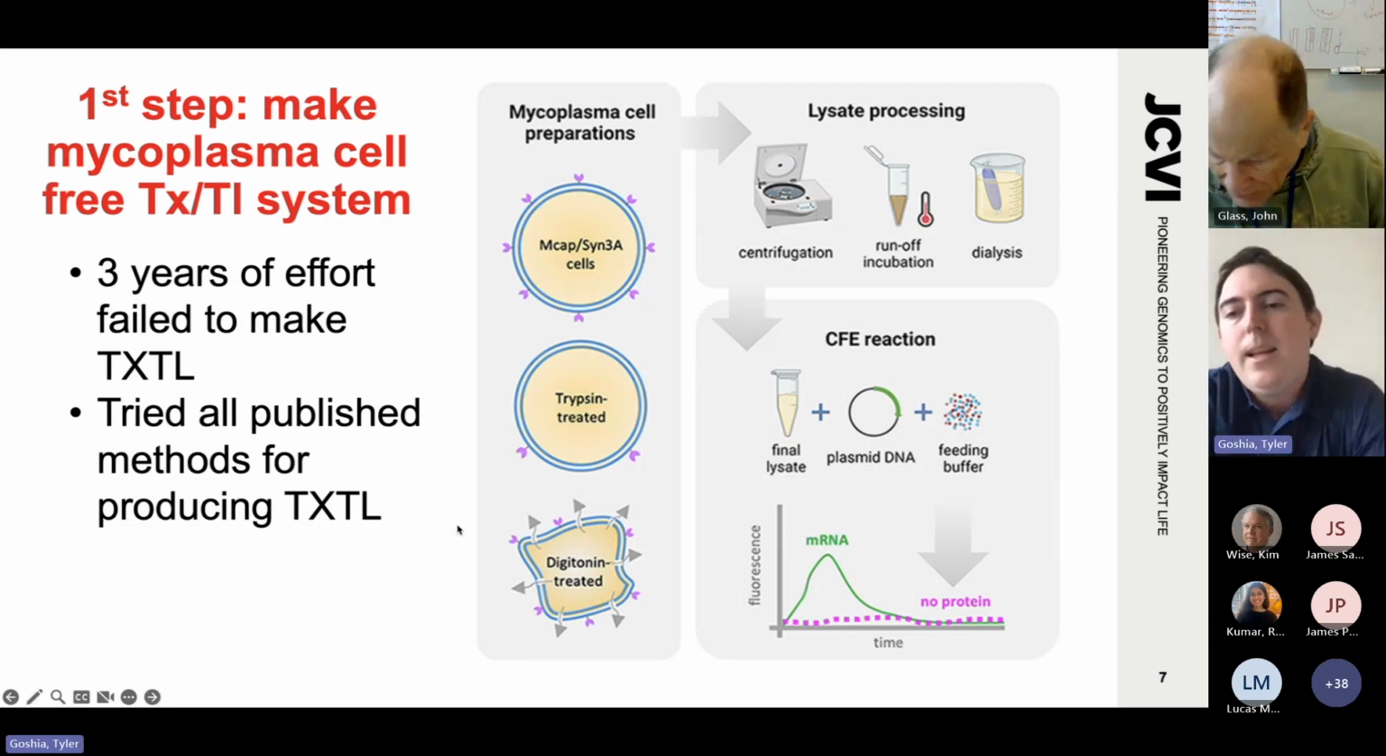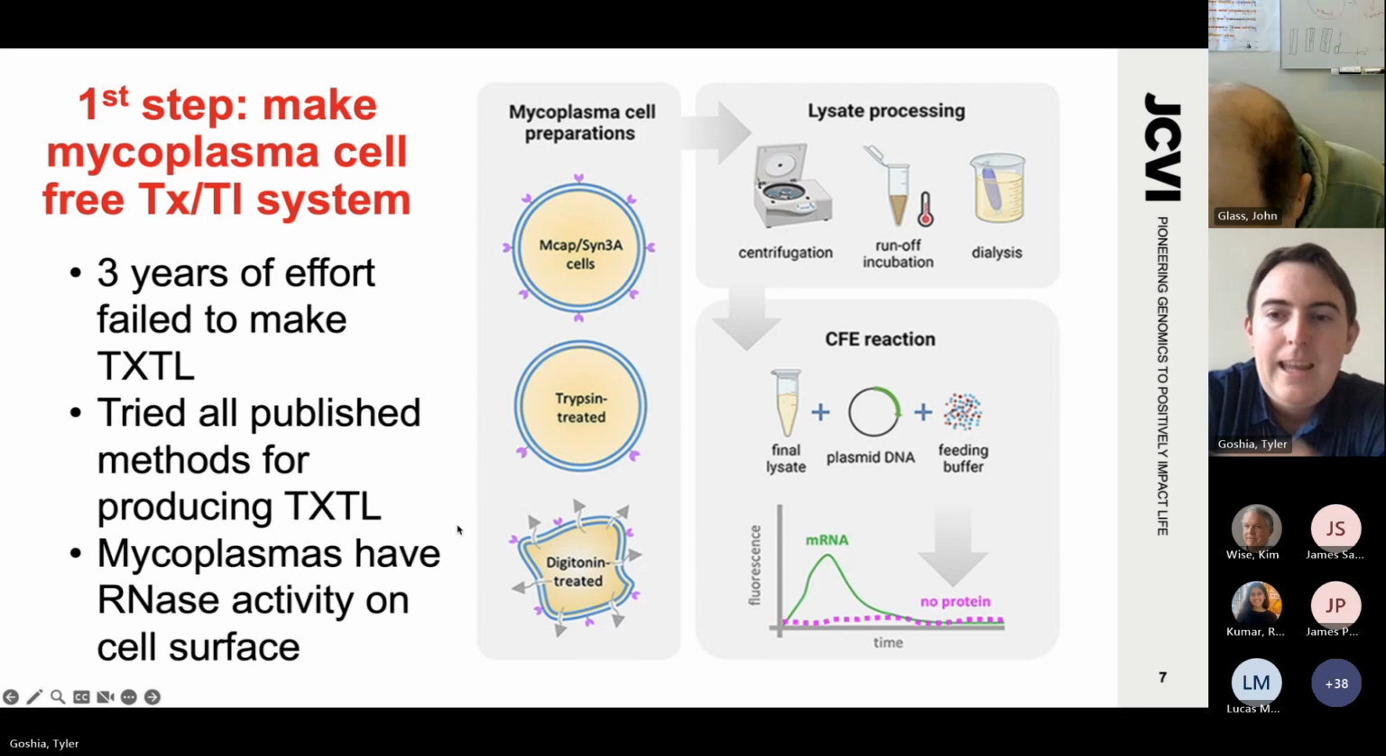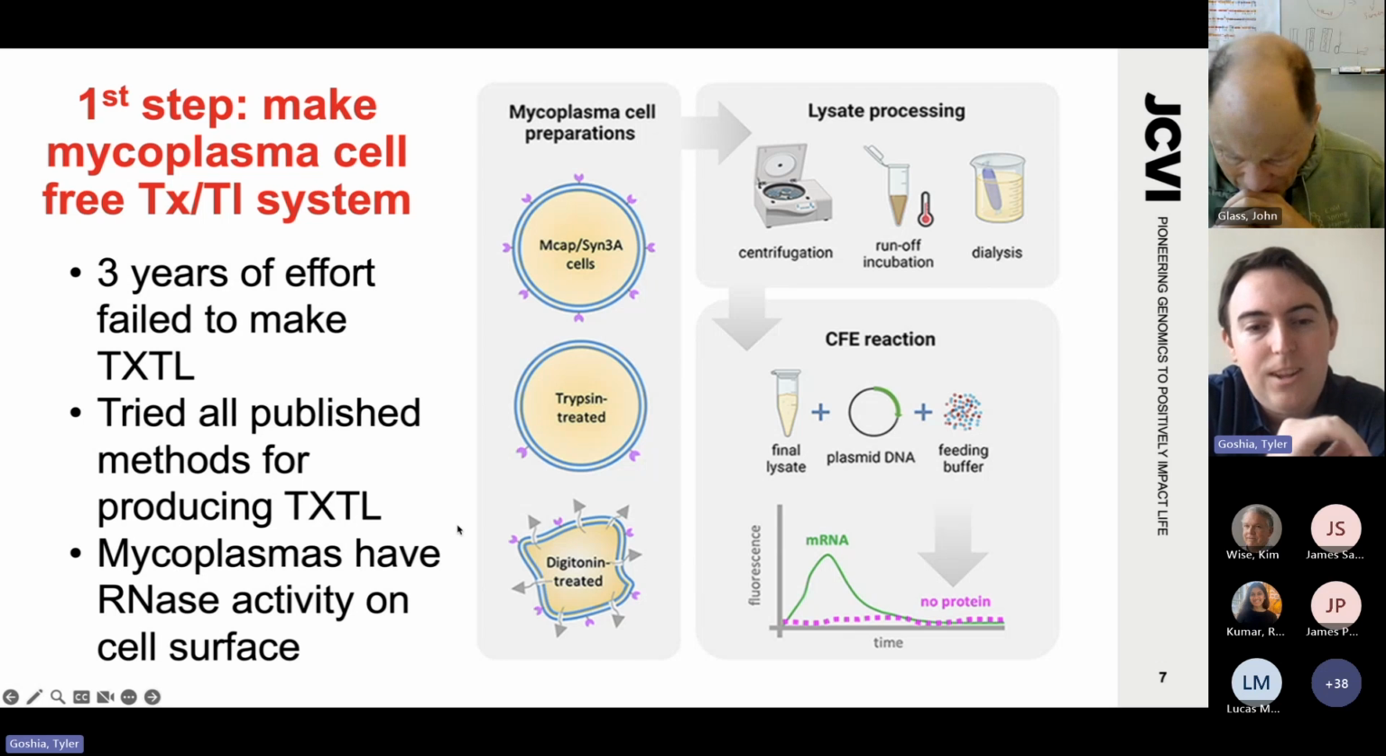So making a mycoplasma CFE system proved to be exceptionally and unexpectedly difficult. For years, it was a failed effort, trying everything under the sun used to make bacterial TXTL systems. We ended up finding mycoplasmas have potent RNase activity on the surface of cells, which Zoomer mentioned, that rapidly degrades the cytoplasm and the ribosomal RNA the moment it comes into contact with the cell surface.